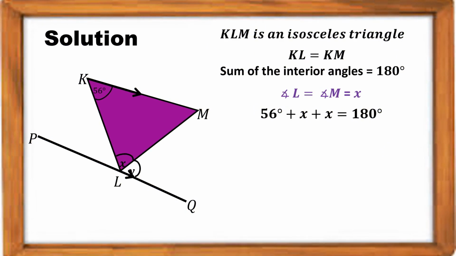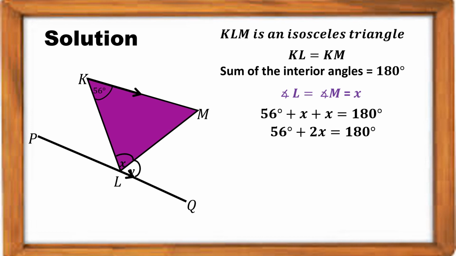So the next part, we're going to simplify. Like I said, we're going to find the sum of the angles, and we have x plus x here, so that's going to simplify to 2x. So we have 56 plus 2x is equal to 180 degrees. Now, this simplifies to a linear algebraic problem, and we're going to make x the subject in order to find what is the magnitude of x.